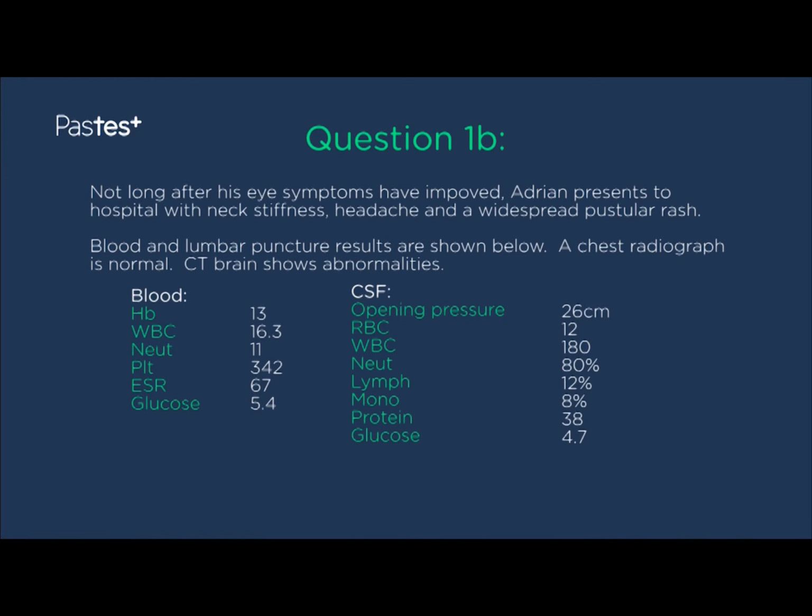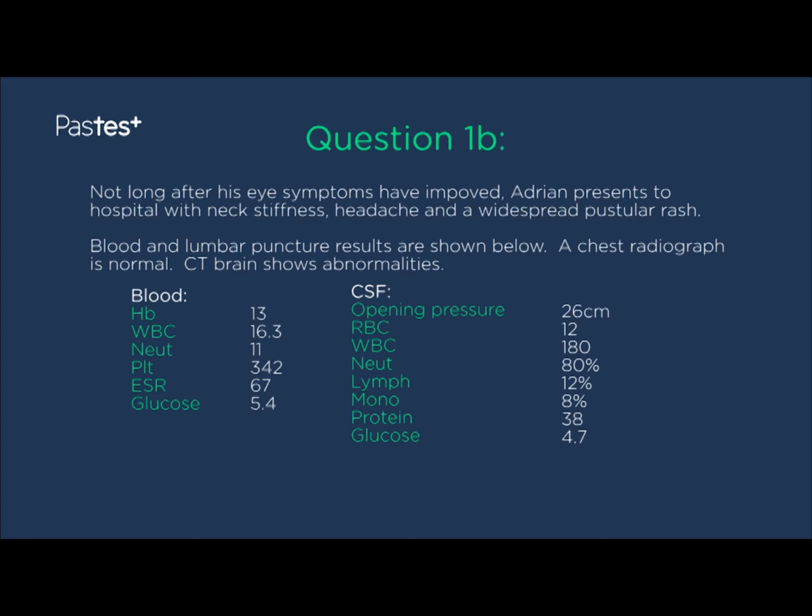Part B of this question. Not long after his eye symptoms has improved, Adrian presents at hospital with neck stiffness, headache, and a widespread pustular rash. Blood and lumbar puncture results are shown below. The chest radiograph is normal, and a CT brain shows no focal abnormalities. So what do the blood results show? Hemoglobin 13, the white count is elevated at 16.3, neutrophils 11, platelet count normal, raised ESR, normal glucose.